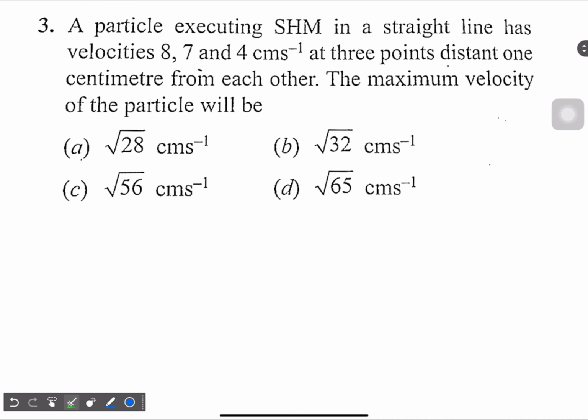Students, we have a question over here based on SHM. A particle is executing SHM in a straight line with velocities 8, 7 and 4 centimeter at 3 different points, 1 centimeter from each other. The maximum velocity of the particle is what?